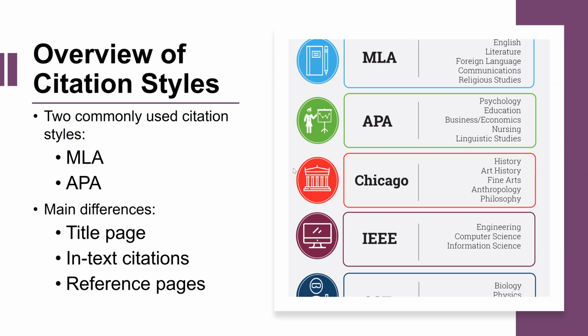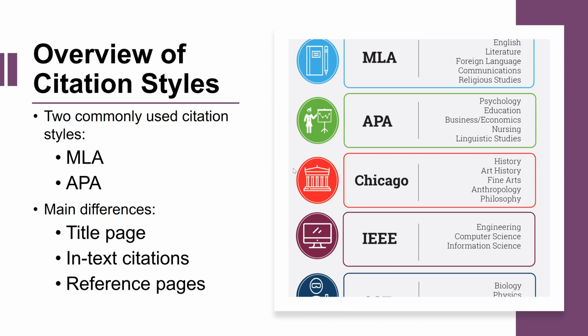MLA typically is used by humanities. APA for social sciences. There's also Chicago style, which is used in maybe history, anthropology, arts. And so you'll see a lot of crossover, though. There are others as well, but I've actually seen APA used in history. I've seen APA used in journalism. So it really just depends on the teacher or the professor and what project you're doing, and how they want you to do it.